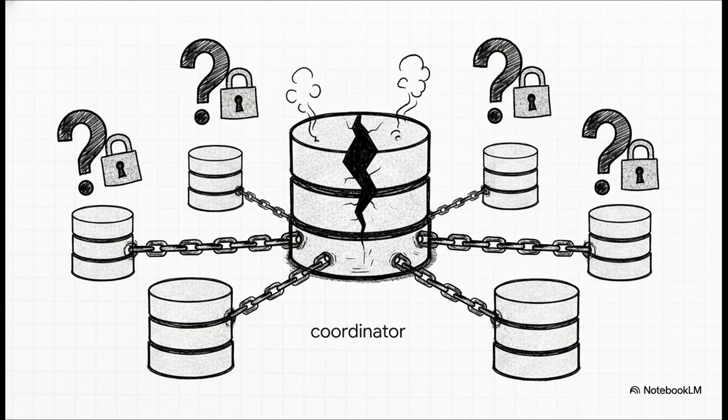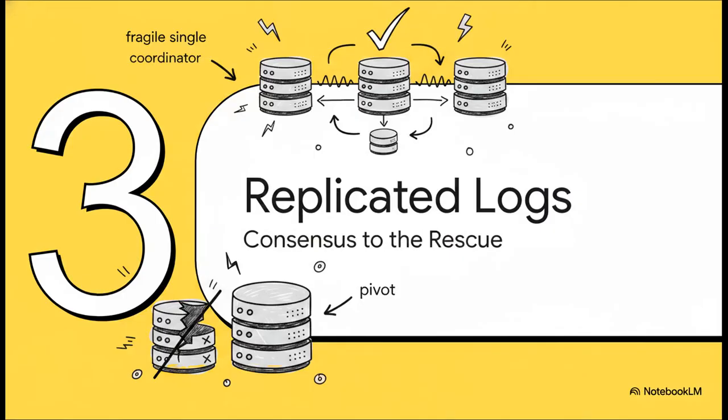A crashed coordinator brings everything to a grinding halt. You literally have to get a stressed-out database administrator to manually intervene and fix the stuck transactions. Sometimes systems try to use heuristic decisions to guess the outcome, but honestly, that breaks the exact atomic guarantee we were trying to build in the first place. All right, so 2PC is out. Let's bring in replicated logs and consensus to the rescue.